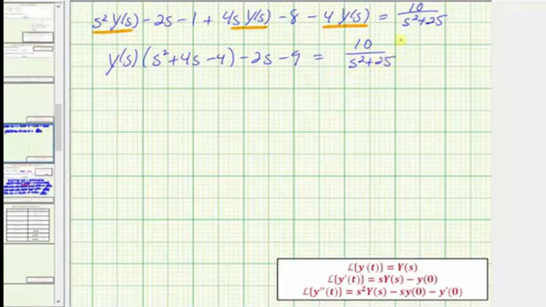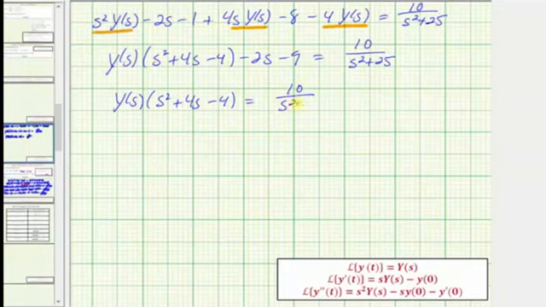Let's move these 2 terms to the right side of the equation by adding 2s to both sides, as well as adding 9 to both sides. So we'd have big Y of s times the quantity s squared plus 4s minus 4 equals, we'd have 10 divided by the quantity s squared plus 25 plus 2s plus 9. And then for our last step, we'll divide both sides by the quantity s squared plus 4s minus 4.